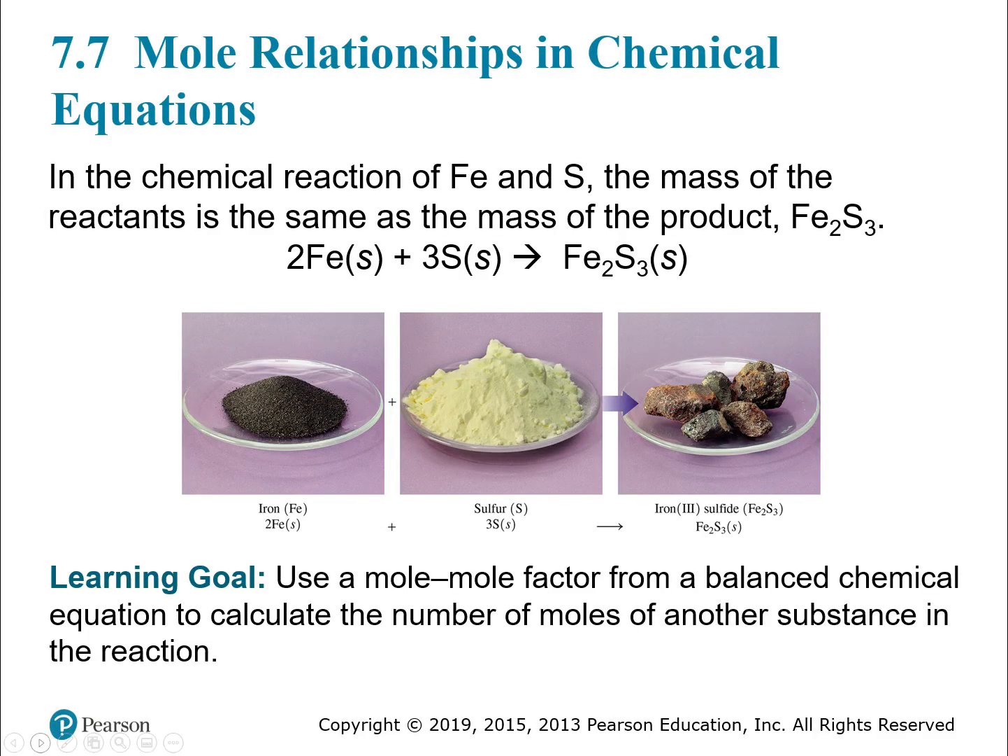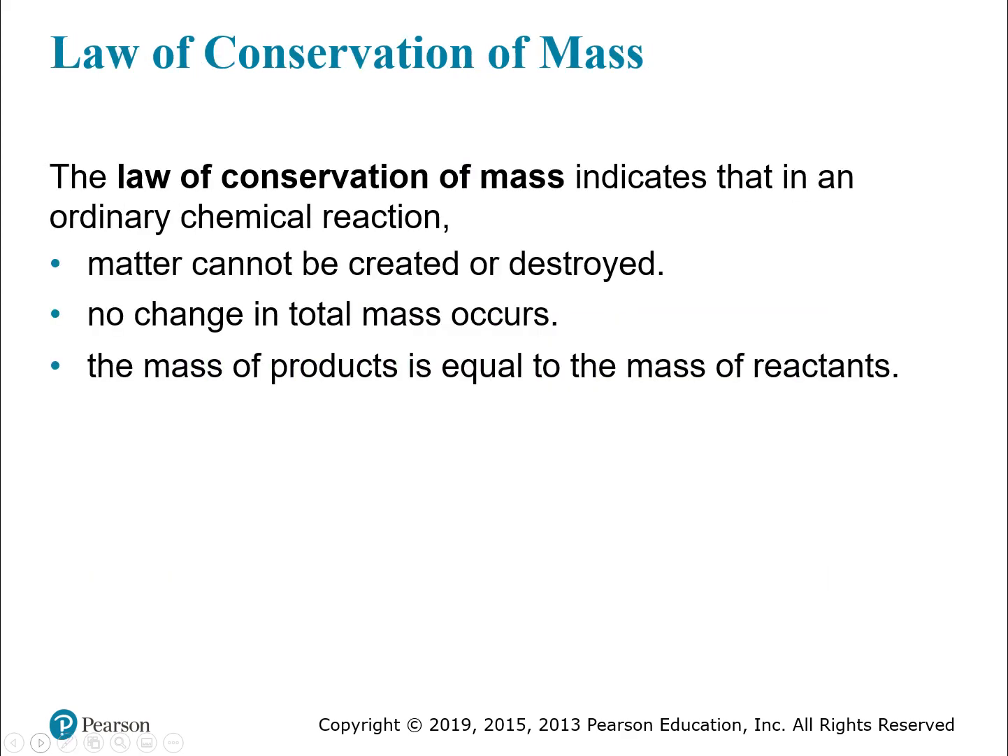The first section that we're starting with is section 7.7, and that's on mole relationships in chemical equations. The reason why we can do all of these calculations is because of the law of conservation of mass. In a regular chemical reaction, matter can't be created or destroyed. So the amount of matter that you start with as reactants equals the same amount of products. So there's no change in the total mass.